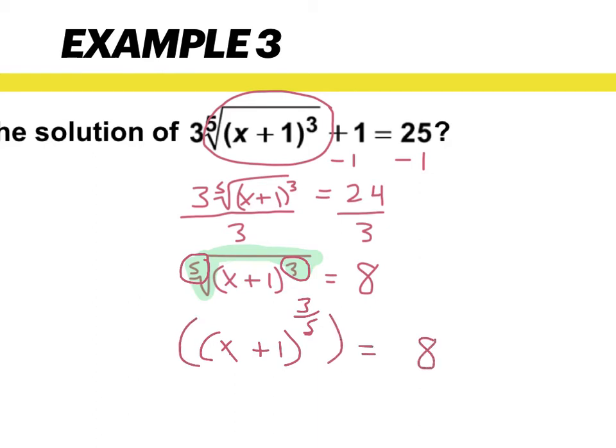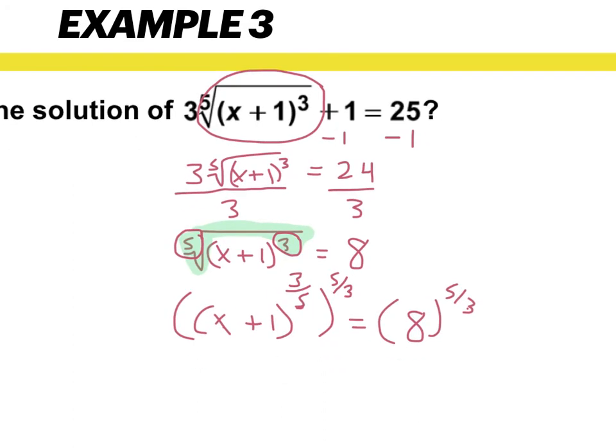Now I'm going to raise this to the reciprocal. So raise both sides to 5/3. Whatever you do on the left side, you have to do on the right side. So I'm raising both of them to 5/3. Since our numerator here is odd, we don't have to worry about our absolute value signs. We only do that when it's even. So it's just going to cancel out on the left, and we're going to be left with x plus 1 on the left side.